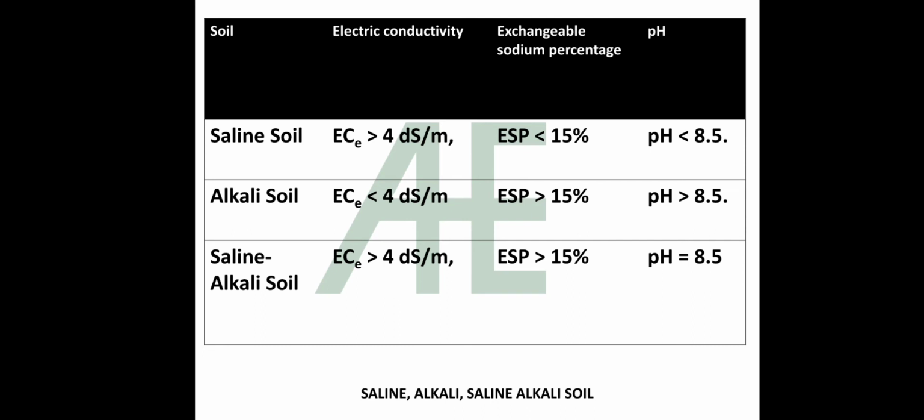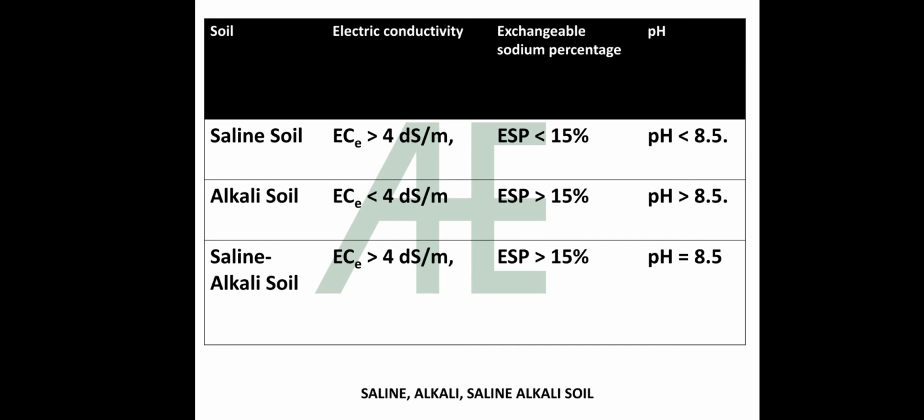Now alkali soil. The continuous use of water having high concentration of sodium will convert a normal soil into an alkali soil. That is why the exchangeable sodium percentage in alkali soil is greater than 15%, and alkali soil has electrical conductivity less than saline soil. So if we compare both soils, then saline soil has electrical conductivity greater than 4, and alkali soil has electrical conductivity less than 4 decisiemens per meter.